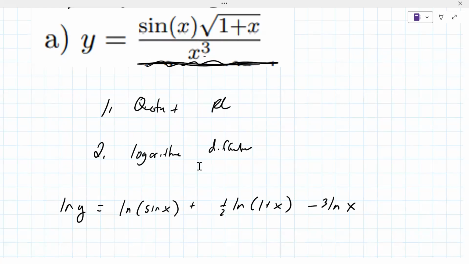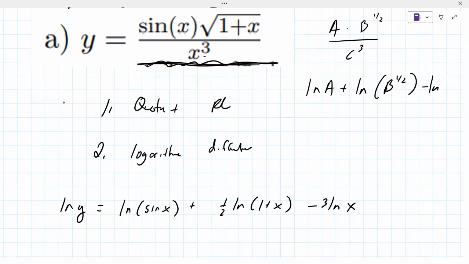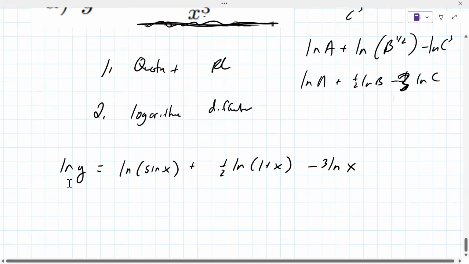More generally, a times b to the 1/2 over c to the third is the natural log of a plus the natural log of b to the 1/2 minus the natural log of c to the third. And we can bring the 3 down. Yeah, -3 ln of x. And then we can just take a regular derivative of this, right? Yes. So will you take the next line for us, please?